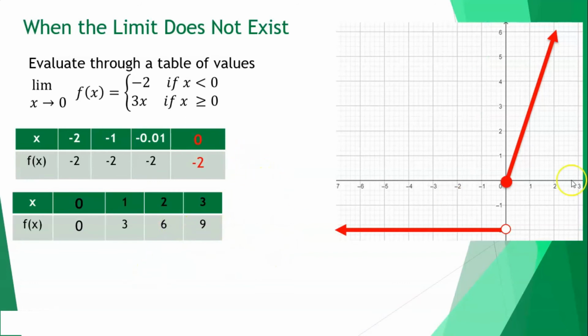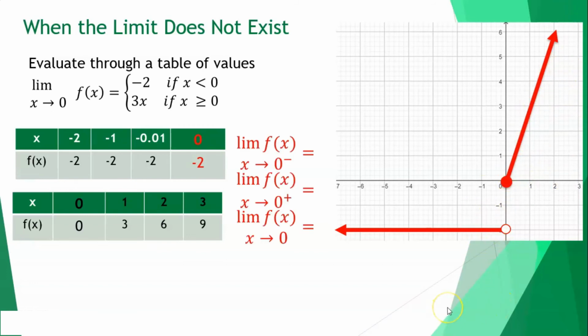Now graphing this, we will get this one. For the first graph, if our x is less than 0, our y is negative 2, but it is open here. Now, if our x is greater than or equal to 0, we will have 3x. So that would be 0, 0. We will have 1, 3. We will get 2, 6, and so on. So therefore, this will be our graph.